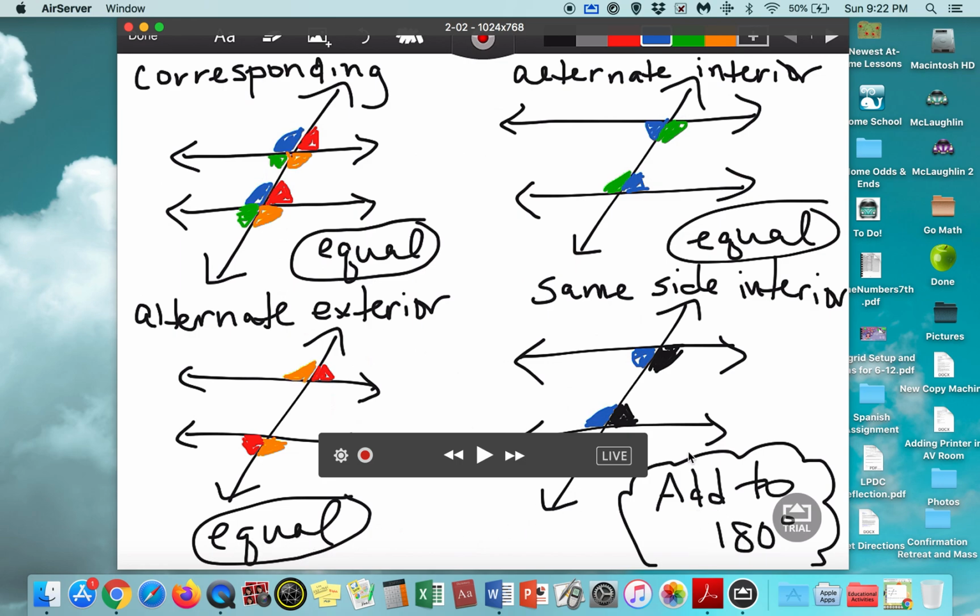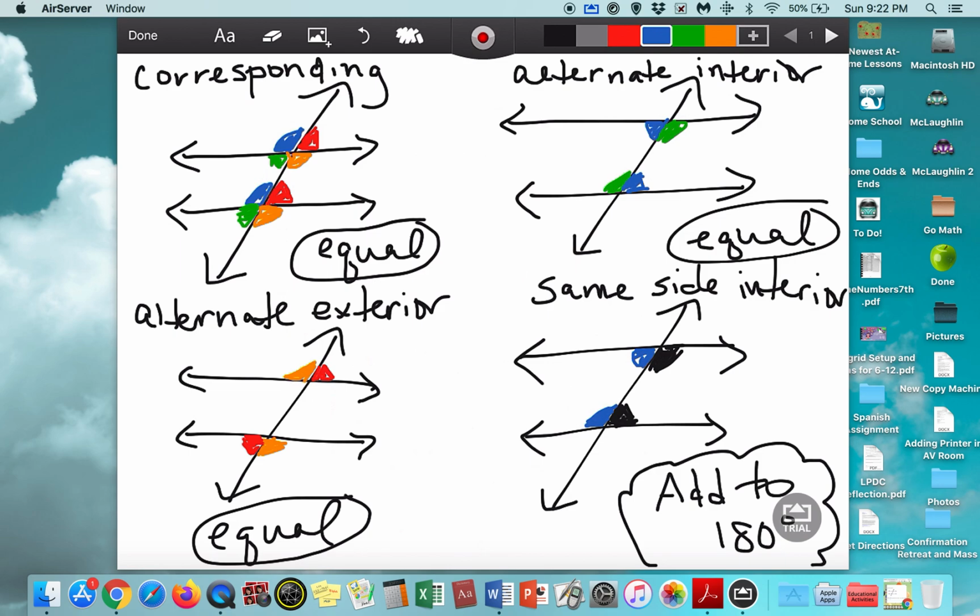And then the last is same side interior. So like these two black ones, they're interior and they're on the same side. And these are not equal, but they add up to 180. So same side interior angles always add up to 180. And the two blue would also be same side interior and would also add up to 180.